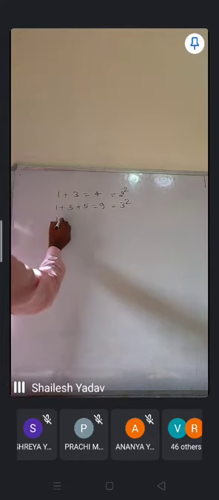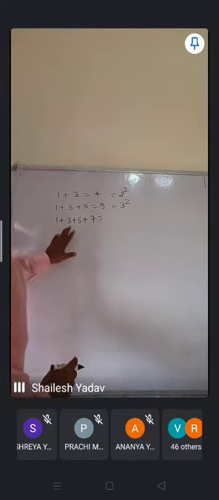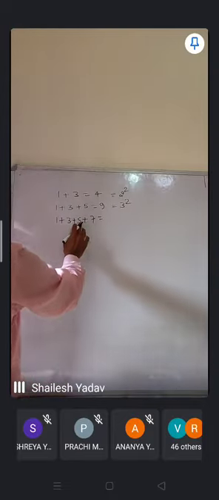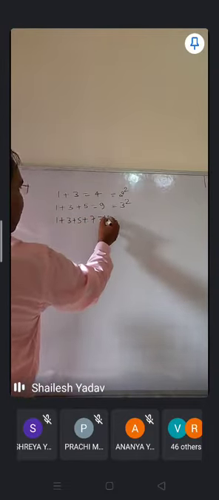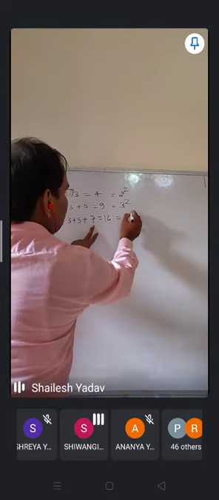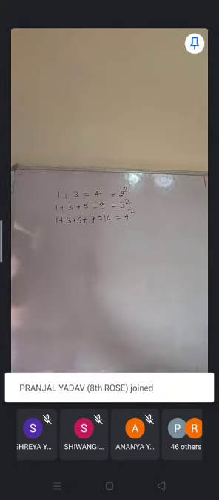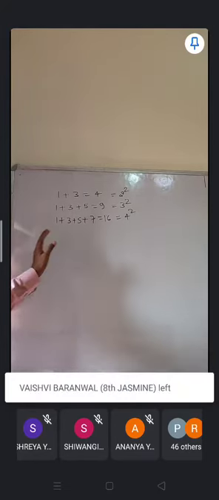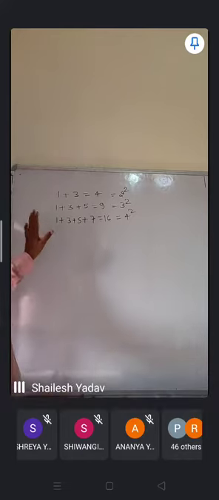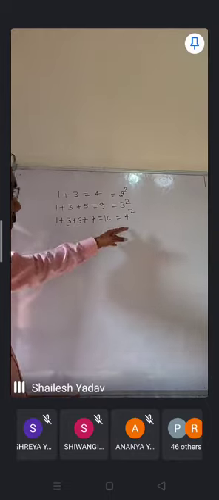If 4 odd numbers are there, 1 plus 3 plus 5 plus 7, what will be the sum? 7 and 5 is 12, plus 3 is 15, plus 1 is 16. And how many odd numbers are there? 1, 2, 3, 4. That is equal to 4 square. It means that here you are going to get a sequence. You find how many odd numbers there are in total, and you need to find the square of that.